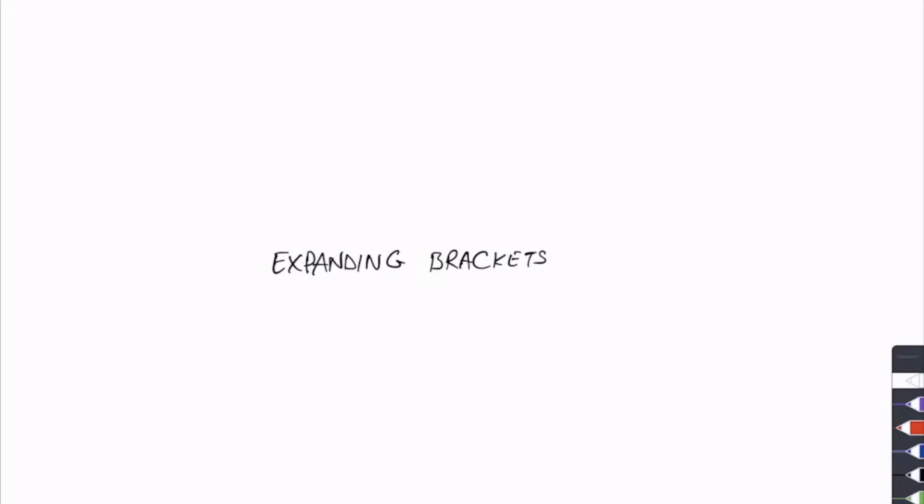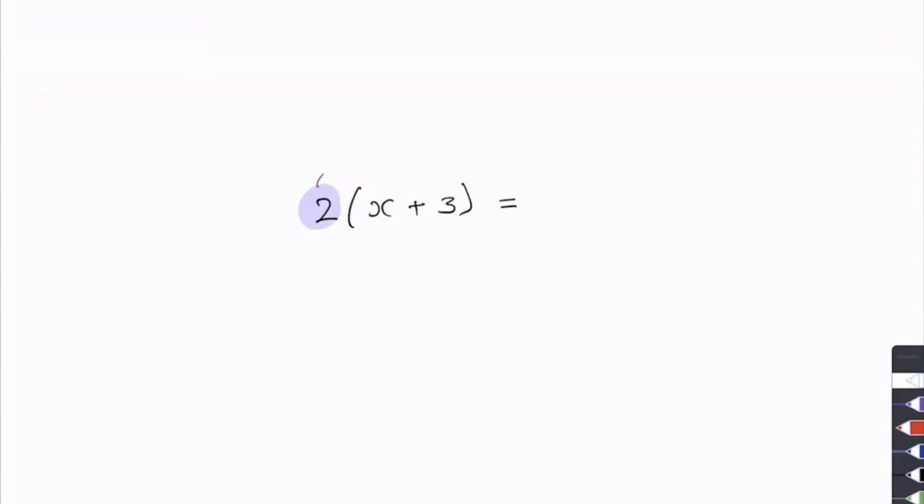This video is going to be looking at expanding brackets. In this question, we can see 2x plus 3, which is in brackets. So when you see the number outside the brackets, that basically means that number is multiplying everything inside the brackets. So 2 times x is 2x, and 2 times 3 is just 6, and the sign is a plus, so it's plus 6, and that's how you expand that particular bracket.